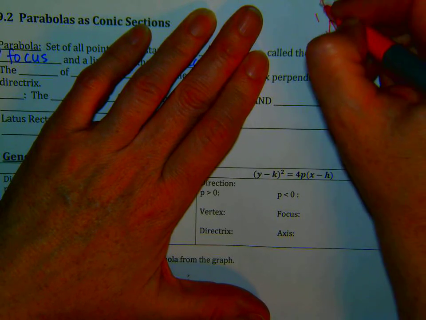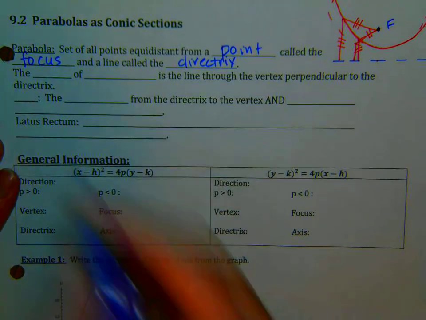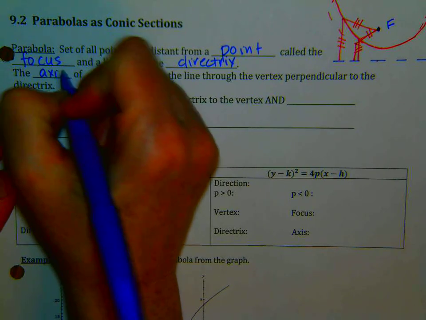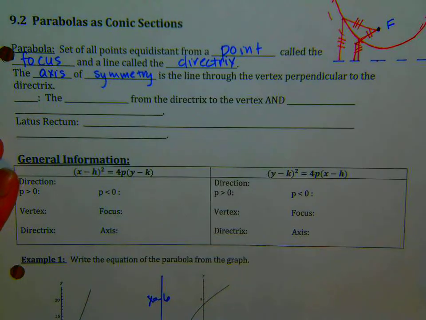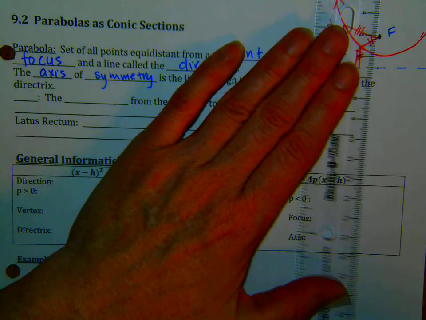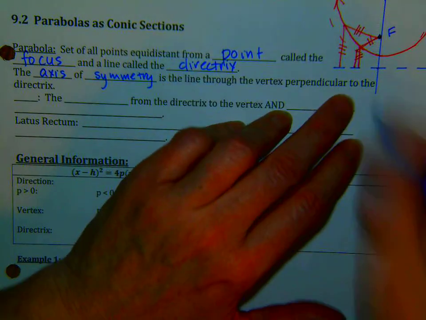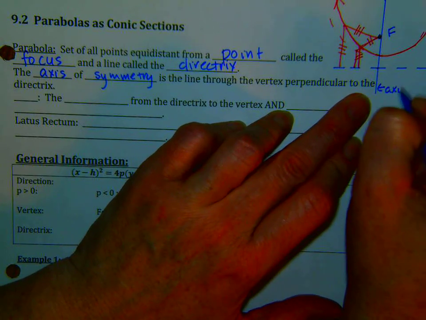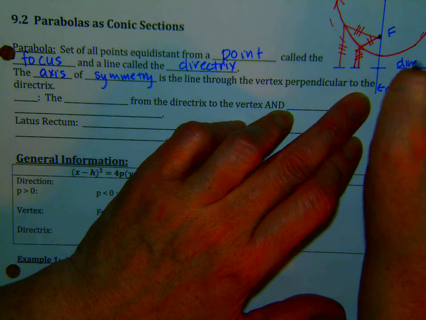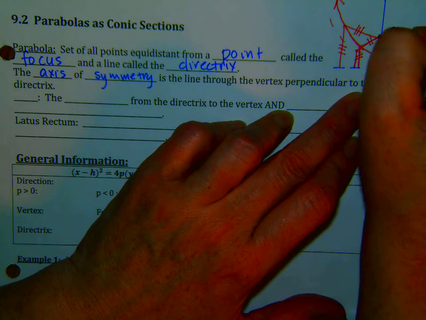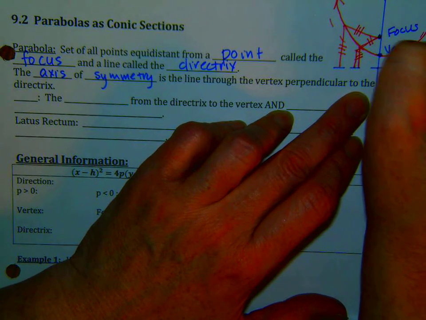This is an upward facing parabola. The axis of symmetry cuts it in half. That's exactly as you would expect and have learned in the past. If I have an axis of symmetry, it's going to cut the parabola in half. That is my axis of symmetry. And let's label, this is the directrix, and this is the focus. Right here is my vertex. This is going to be important in a moment.